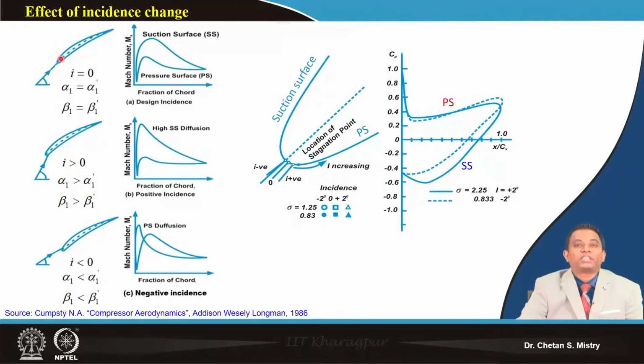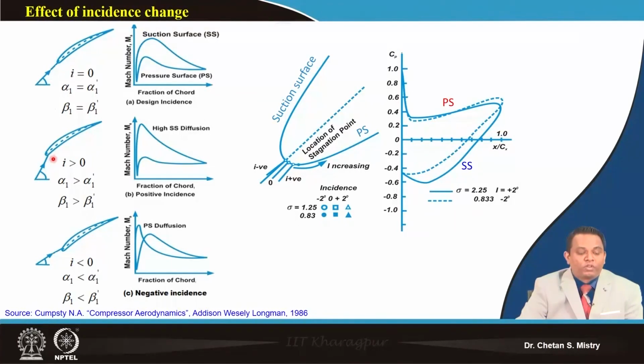Okay, so this is my design condition, where my incidence angle is 0. Suppose we consider our incidence angle to be greater than 0. So what will happen? My streamline or my stagnation point is moving towards the pressure surface. Just look at this, this is the meaning of positive incidence angle, or we can say my incidence angle is greater than 0. So we can say here my flow will be incident towards my pressure surface.